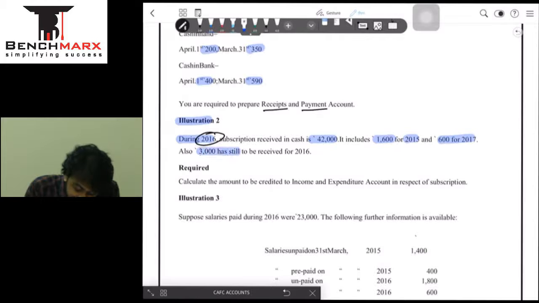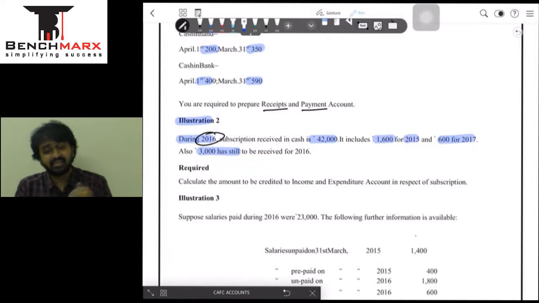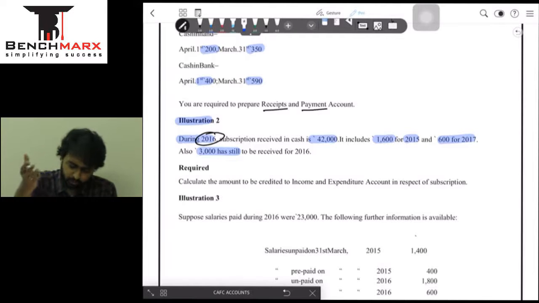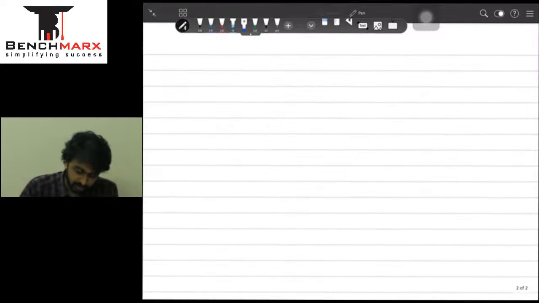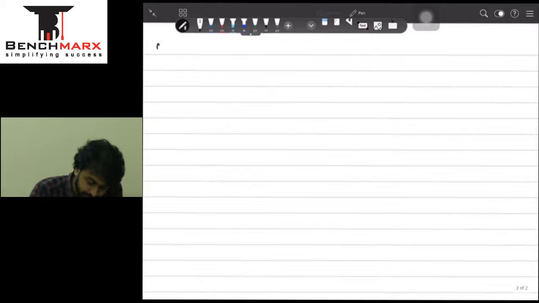Also 3000 is still to be received. Matlab ye receive nahi hua hai. So all we have to do is adjust 42,000 and get the amounts which is actually due as far as income is concerned. Very simple. Start with 42, adjust all these three numbers and you will get the outer column number. We are solving question number 2.